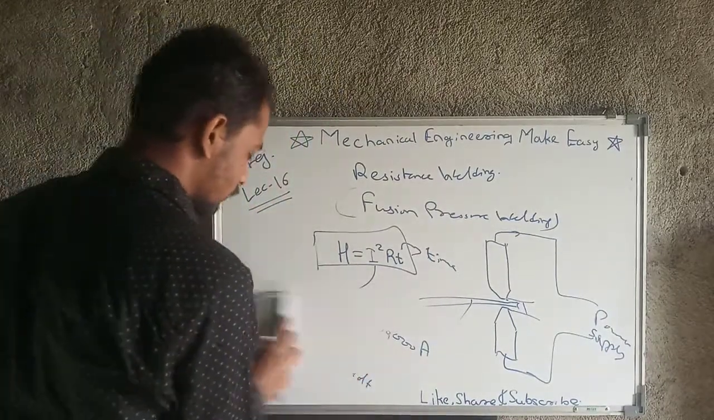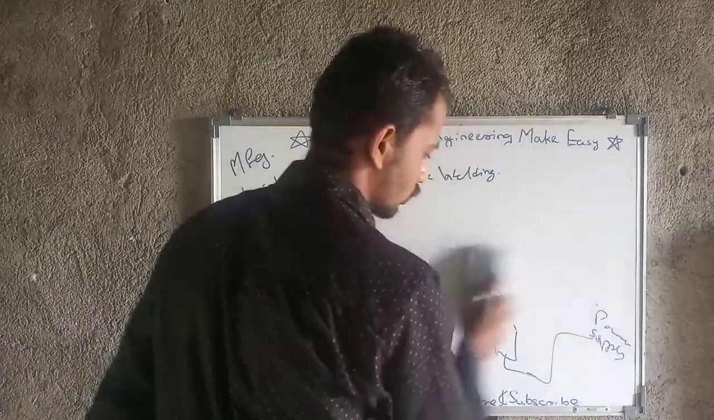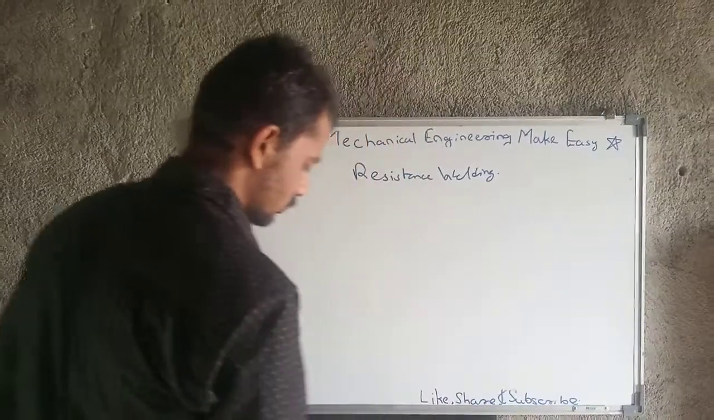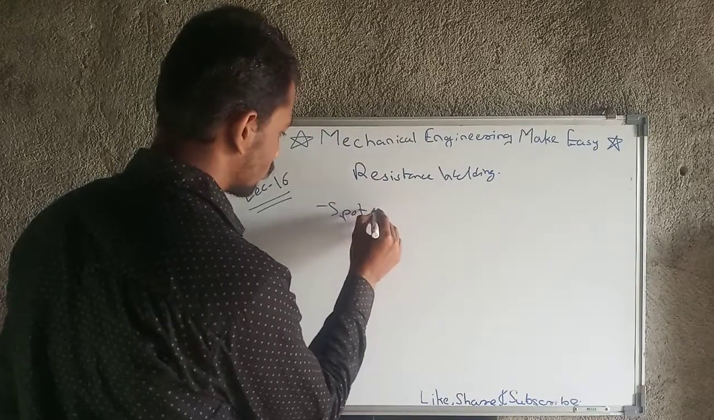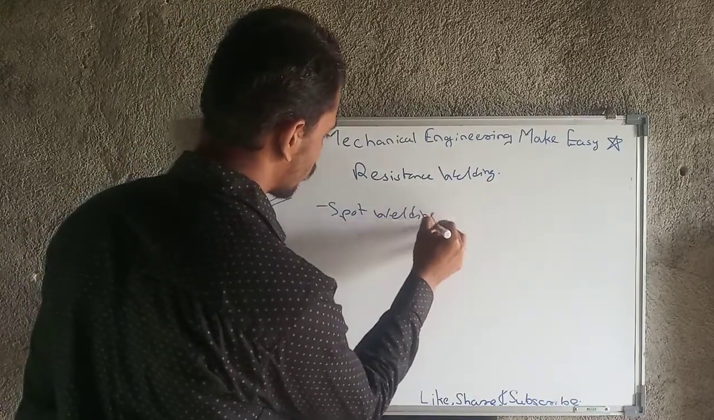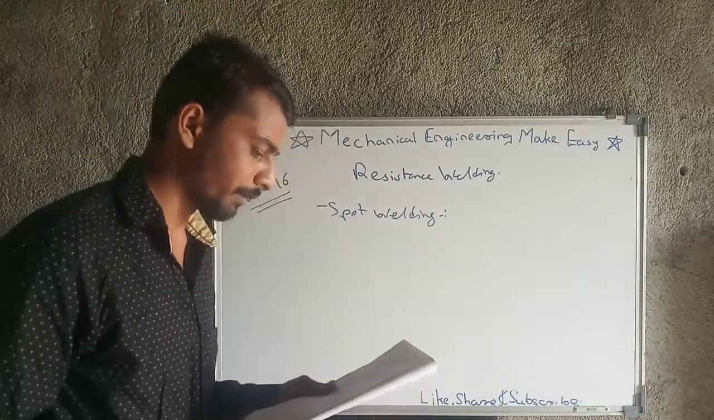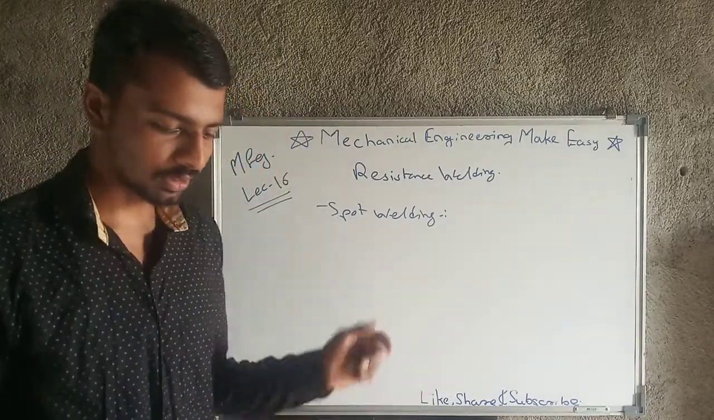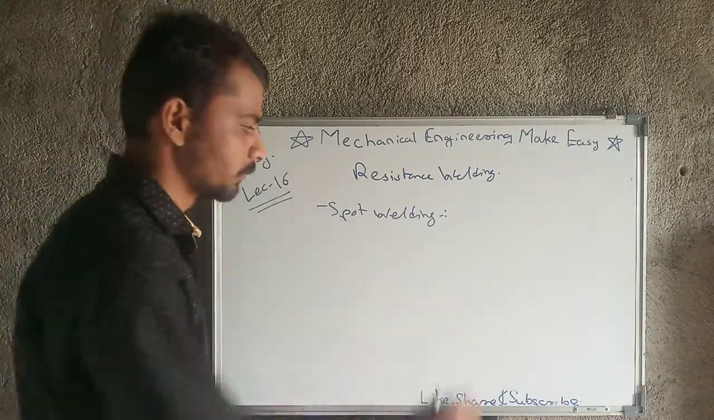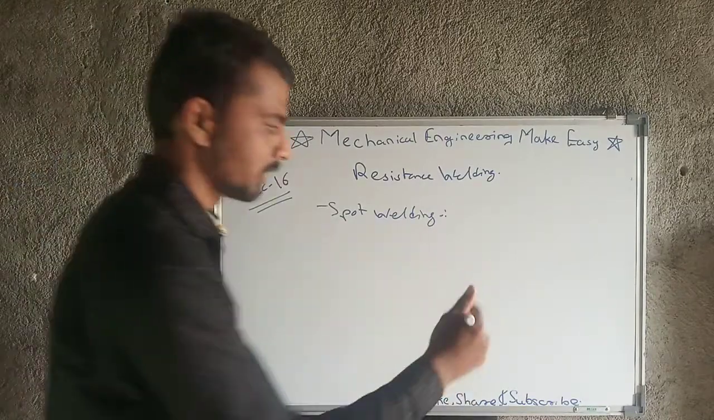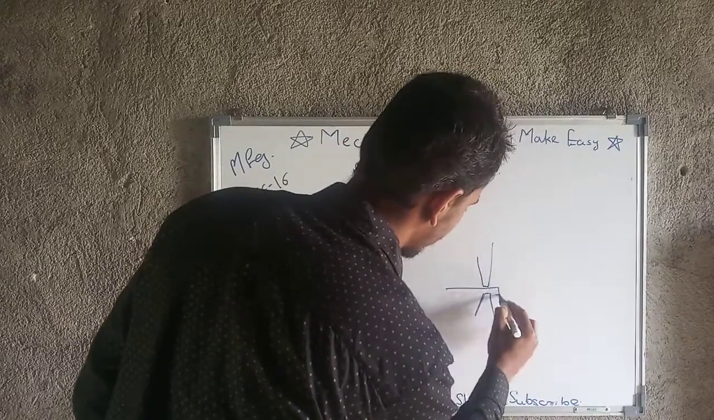Then this resistance welding has a number of types like spot welding and so on, so we will look at what they are. So first is spot welding. The figure I have drawn was of spot welding. Okay, so how that happens, the pressure will be applied, the current will be on, the current will be off, and pressure will be released. These are the electrodes, and here the material.